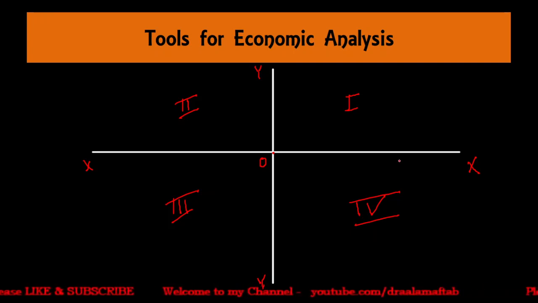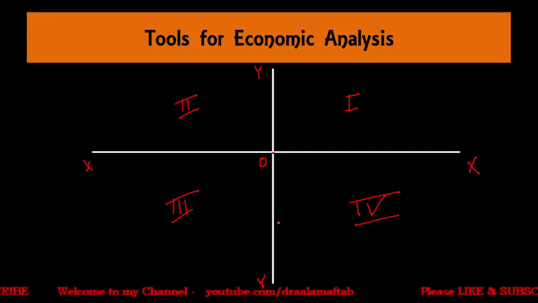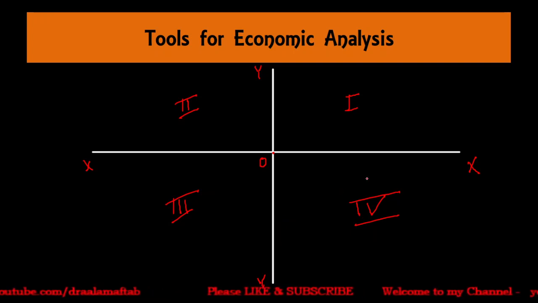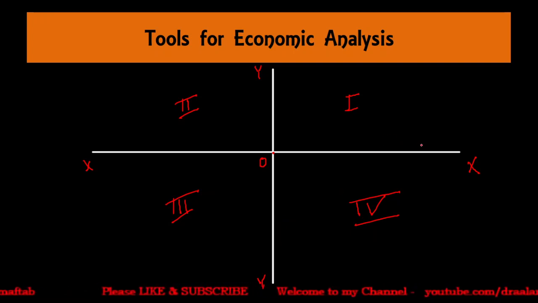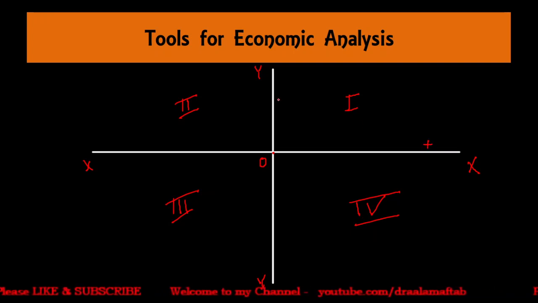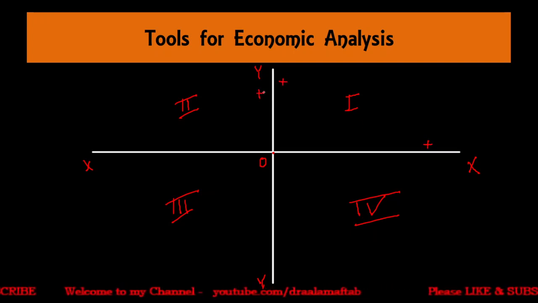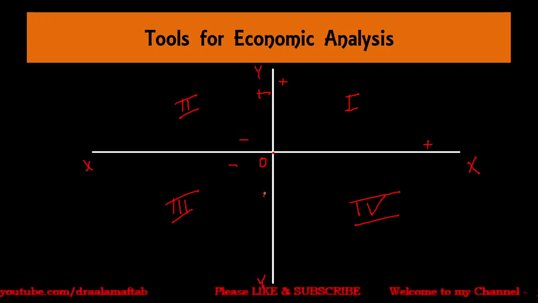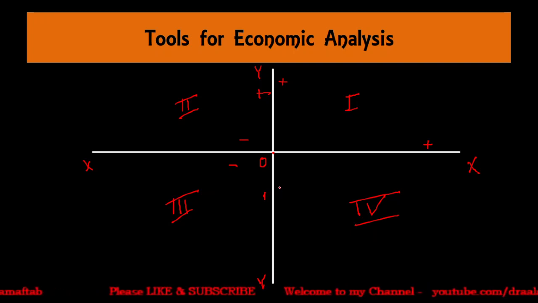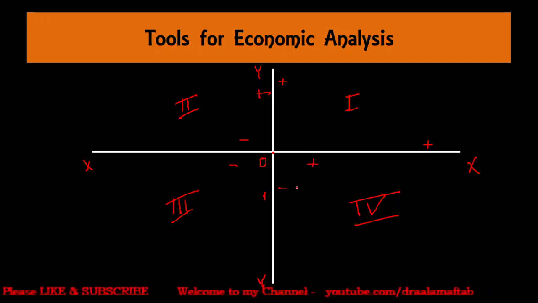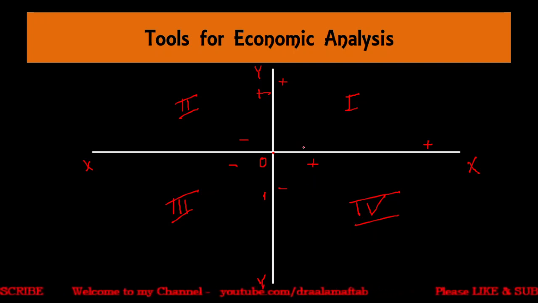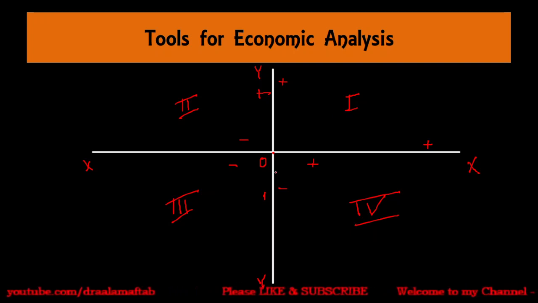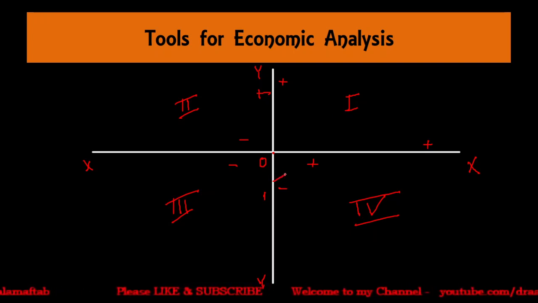Whatever variable is depicted on x, that is positive, and the values depicted here are negative. So y will be negative and x will be positive. Quickly, I'll show you: this is positive, positive, positive, negative, here negative, and this is also negative, right? This is negative and this is positive, okay? So usually in economics we use quadrant 1 more frequently, and at times we use the fourth quadrant as well.